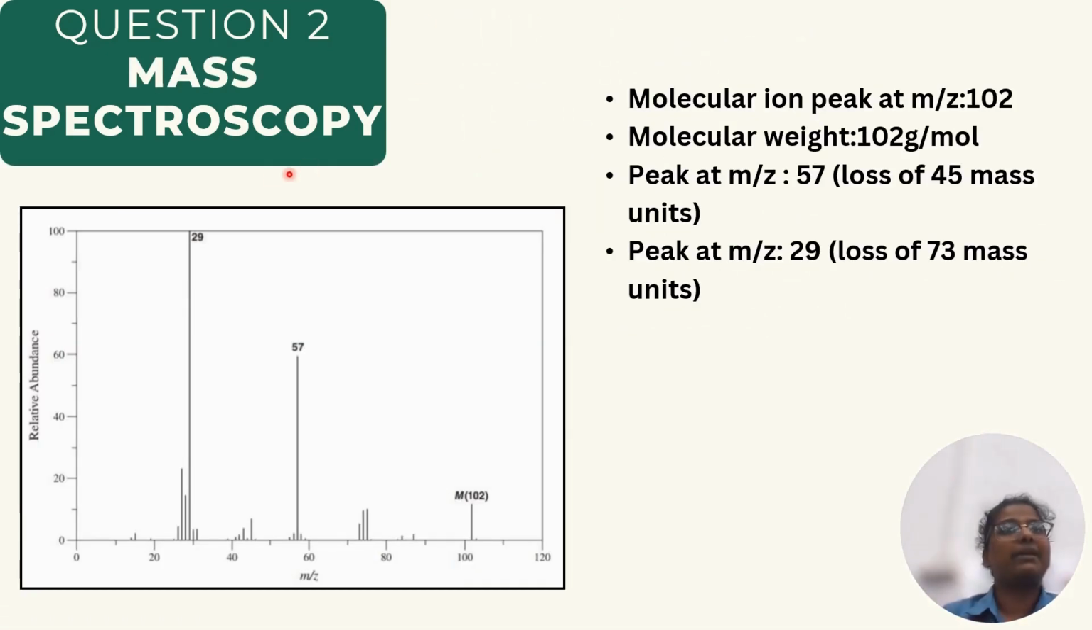Question 2, mass spectroscopy. From the mass spectrum, we know there is a molecular ion peak of 102, which is also the molecular weight of this particular compound. The peak at mass 57 shows the loss of 45 mass units, and the peak at 29 shows the loss of 37 mass units.